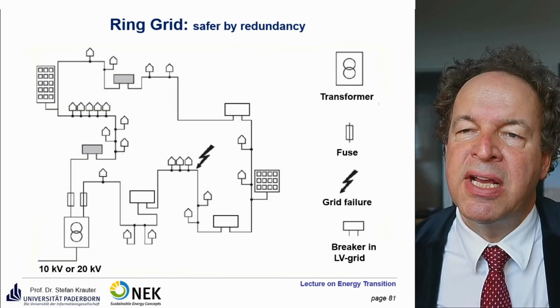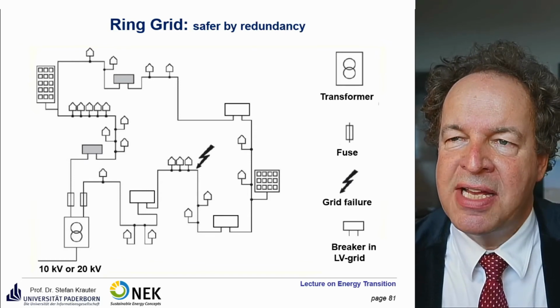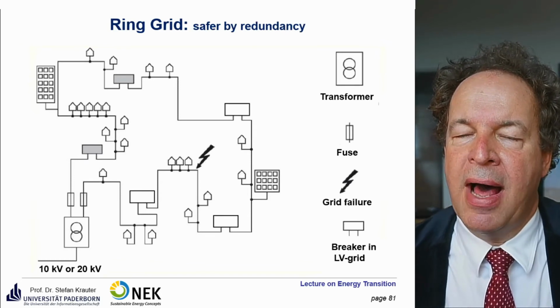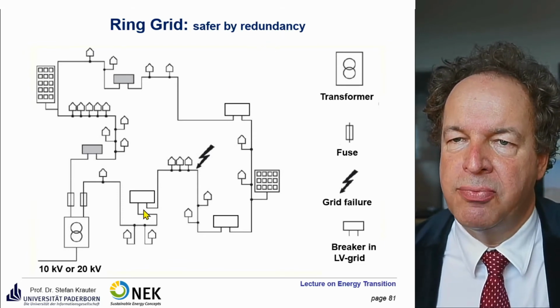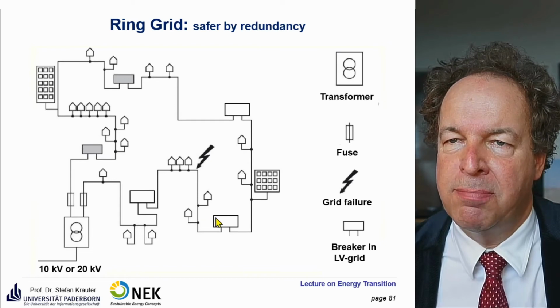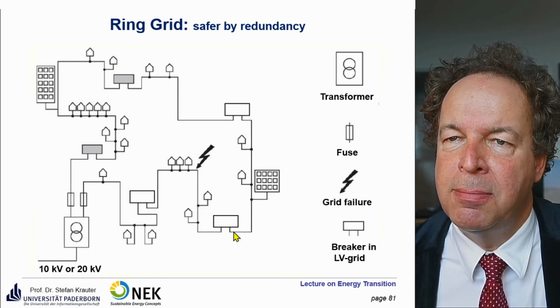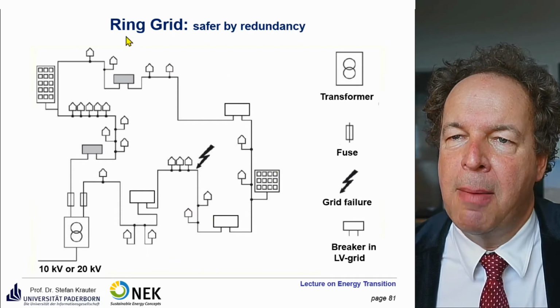A bit better is the ring grid. Even if a failure occurs, you can isolate that failure by switching off that part. For example, if there's a short circuit here, you can switch off that part. These people will be without electricity, but all the rest will still be supplied with electricity.